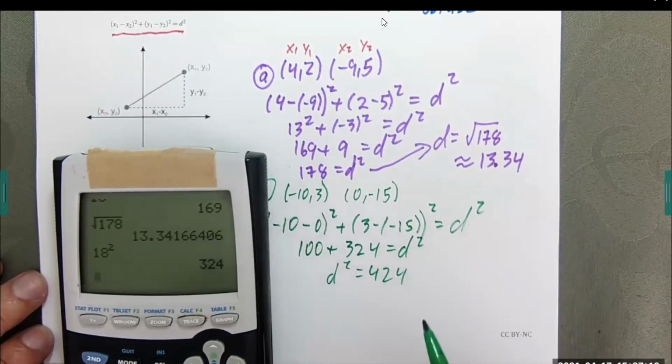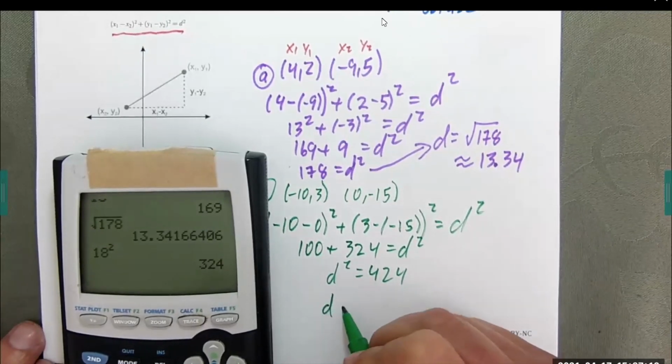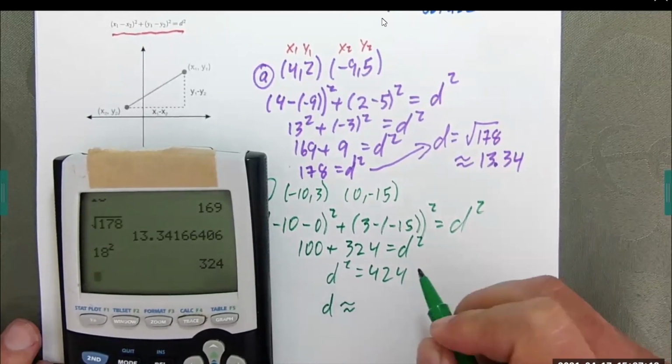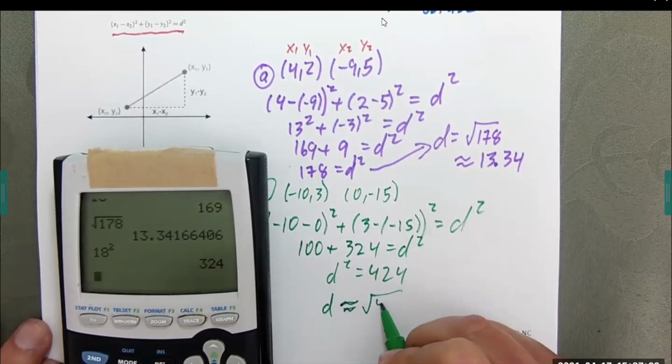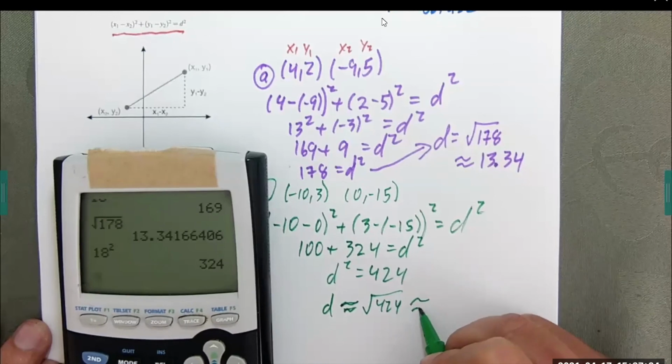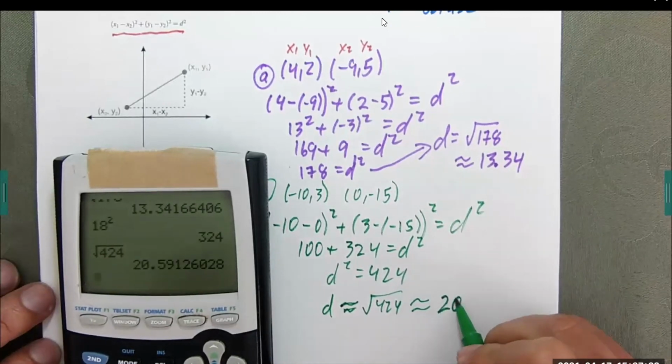All I do is add those two together. And now I need d. D actually is the square root of 424, which is approximately equal to 20.59.